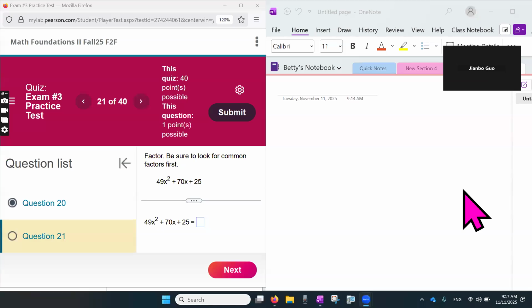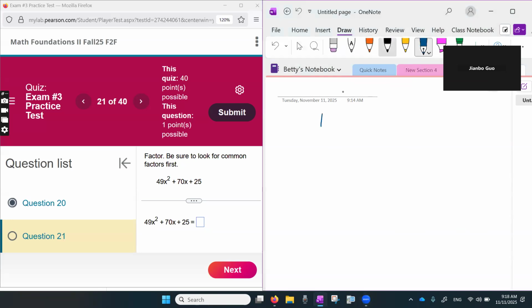Hello class. This video we continue working on review for exam 3. Question number 21. Factor, be sure to look for common factors first. So this polynomial is a trinomial. And then when I look at the first term and the last term, I notice the first term is a perfect square.